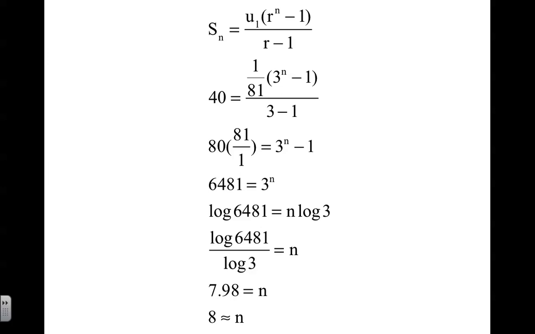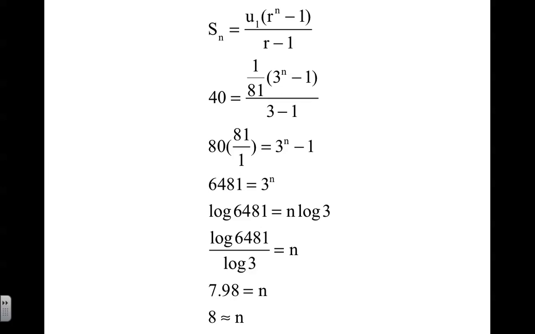We sub in our values, so 40 equals 1/81, which is u1, times (3, which is r, to the n minus 1) over (3 minus 1). Now we're just going to try to isolate 3 to the power of n. So we can multiply both sides by 2 to get rid of the denominator on the right side.